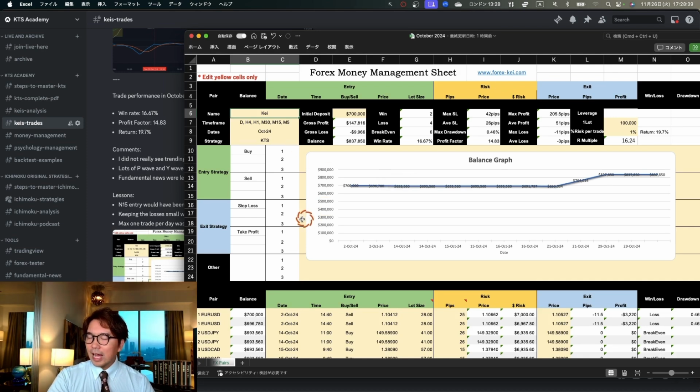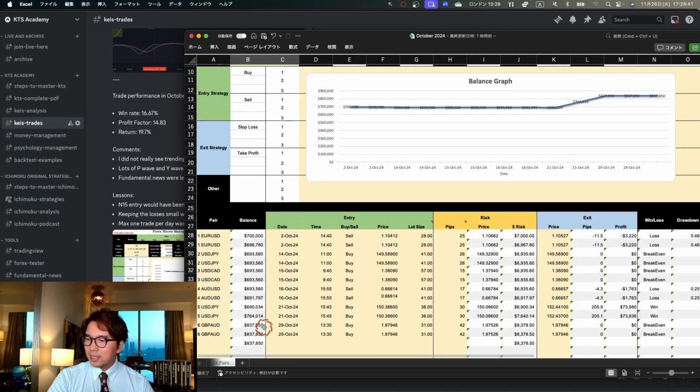Overall, I took 6 trades in the month of October, and as you can see, for example, here it says 1 EURUSD and 1 EURUSD. And next, 2 USDJPY and 2 USDJPY. So every time I enter trades, I take 2 positions and 2 stop losses. And that's also my original way of doing the trading.